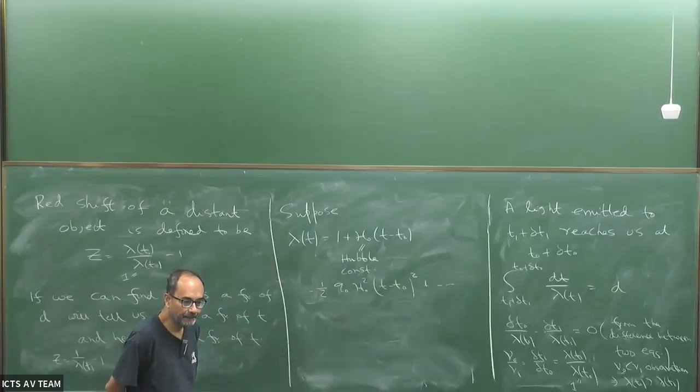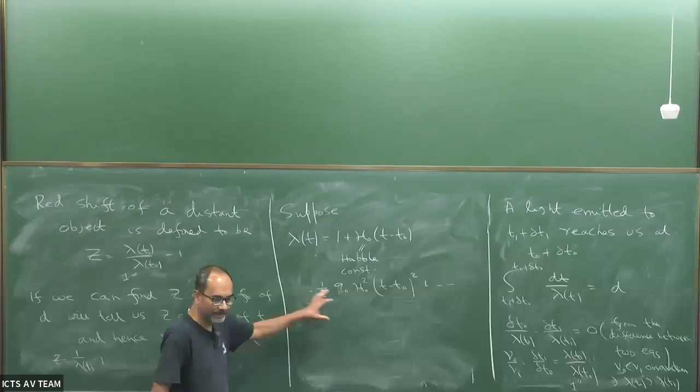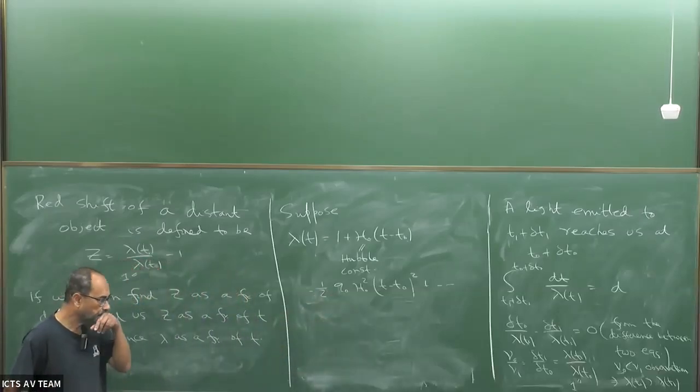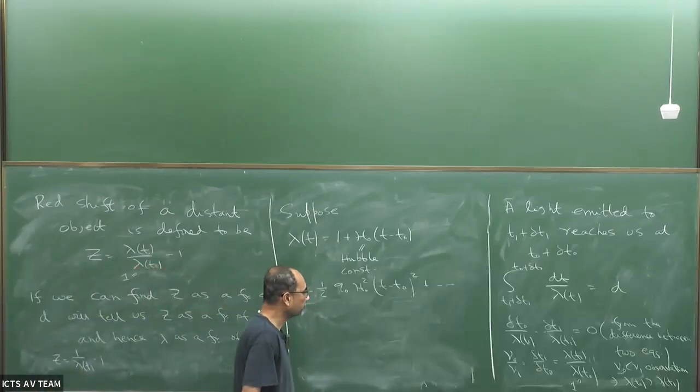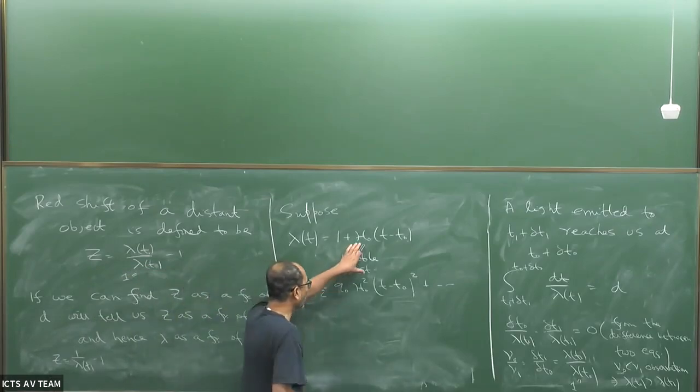Pardon? It will eventually take over if it was deceleration. Yes, if it was deceleration, we'll see how the universe would have evolved eventually, right? But we know that it's not deceleration; it's actually acceleration. Okay, so given this, we want to calculate these things, right?